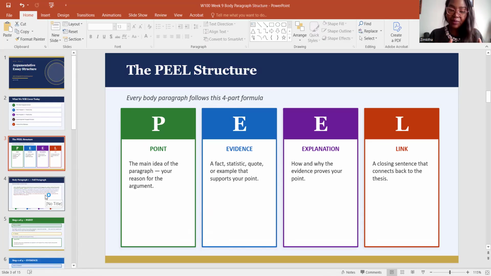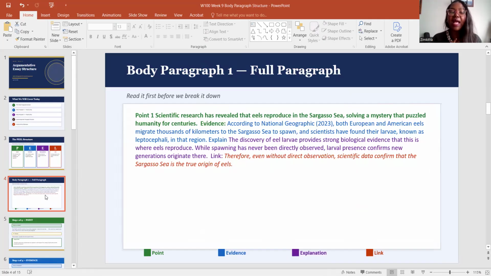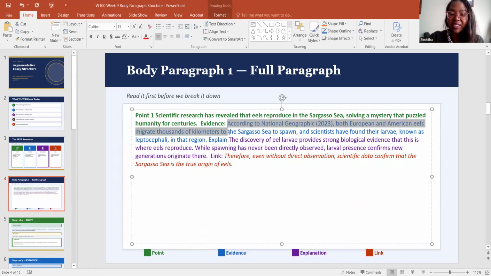Before we break it down, I want to show you what body paragraph 1 would look like. This paragraph is based on the eel topic, okay, where eels reproduce. So let's look at body paragraph number 1. Read it for yourselves. Look at the structure. Each color represents the different parts of the PEEL method. Sentence number 1 looks at point. Sentence number 2, which is the blue one, looks at evidence. Number 3, the explanation, is explain. And then the last one, the red one, is link.